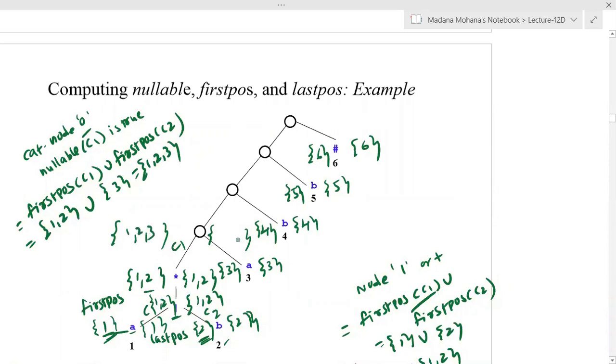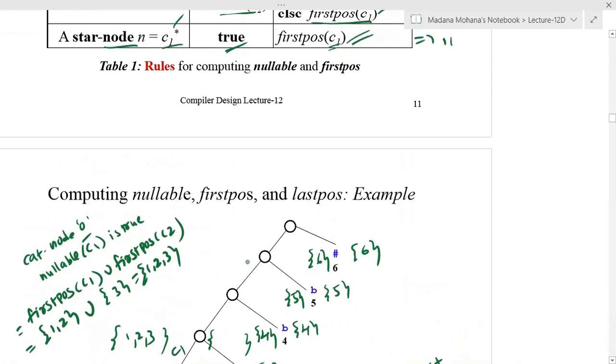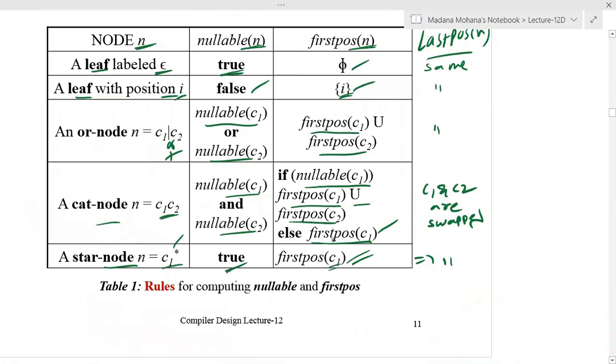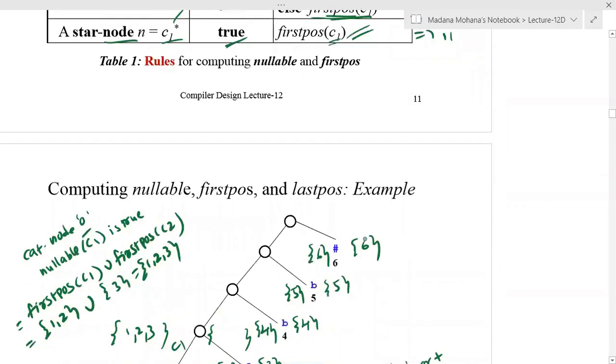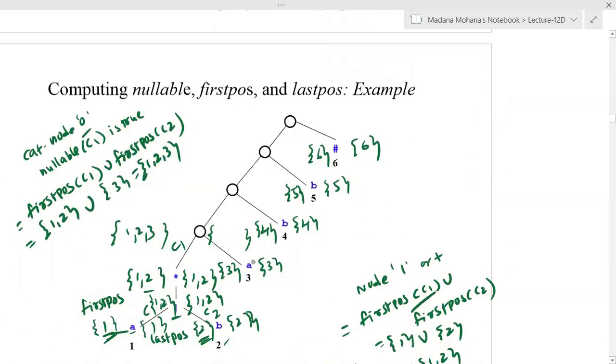Now here you can see, on the right side for child 2, what is this one? A is not nullable. If A is not nullable, then you consider the first position of that child node. For this, the first position of this child is 3, the last position is 3. Here only consider the first position. Now here you will get 3.